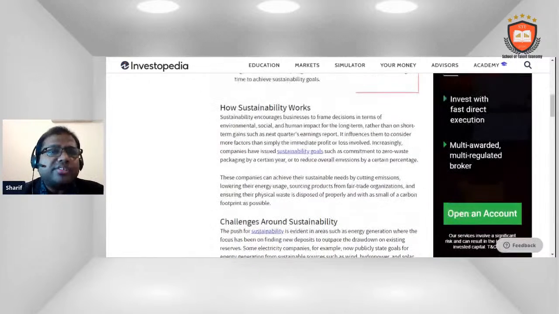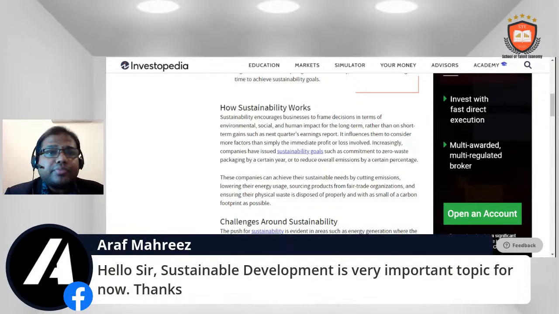That's how sustainability works. In the present situation, sustainability is the most important thing. Without sustainability, we cannot go to the next level, we cannot go further, we cannot take necessary initiatives. So how does sustainability work? Sustainability encourages business to frame decisions in terms of environmental, social, and human capital for the long term rather than short-term gain such as the next quarter in an earnings report. It influences them to consider more factors than simply the immediate profit or loss involved.